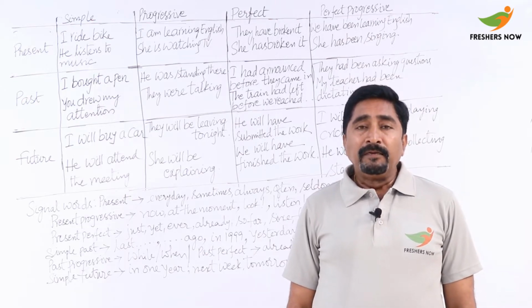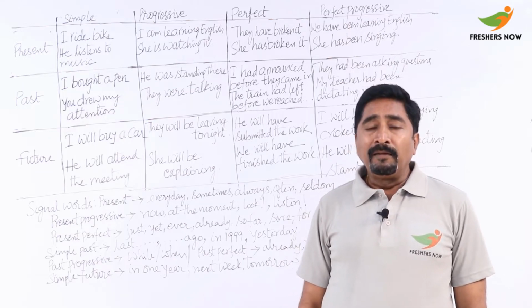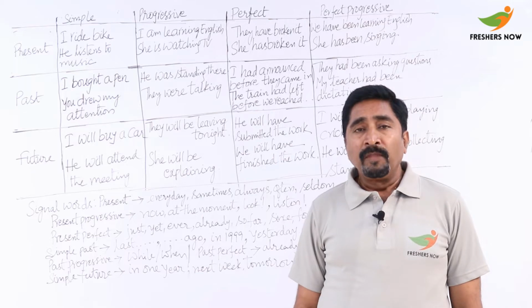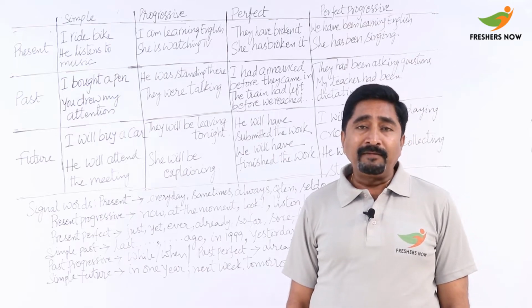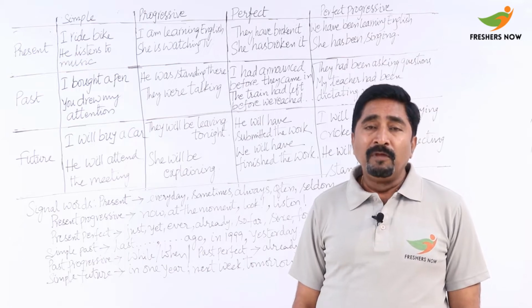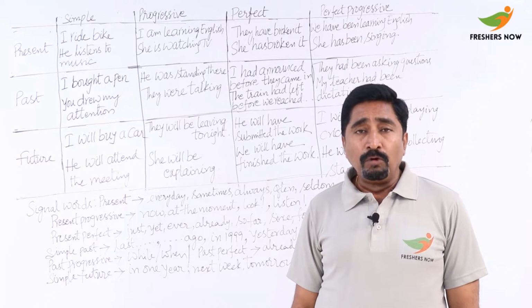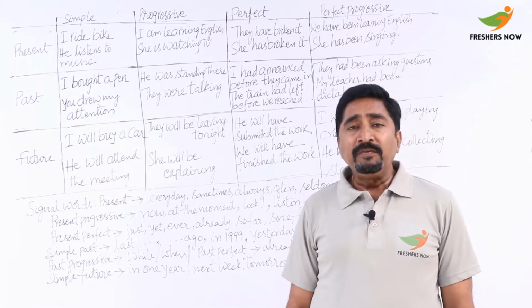So let us come to know what these tenses are and how they are used, what the verb forms are, and how easy it is to identify them with the help of certain adverbs called signal words. Now let us see that.